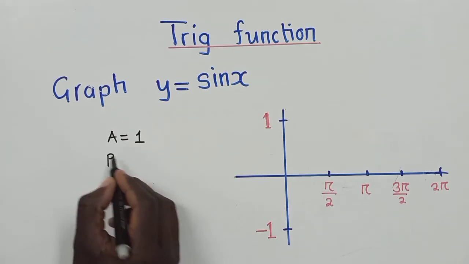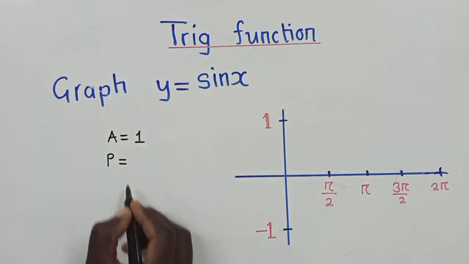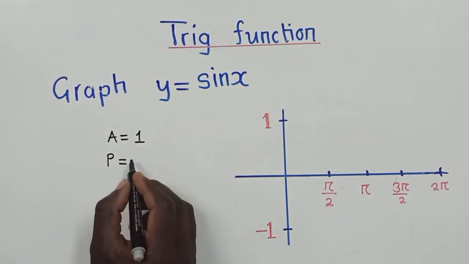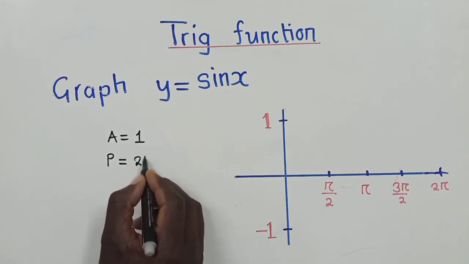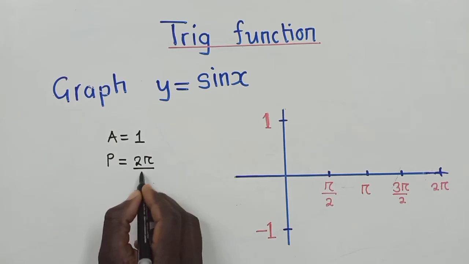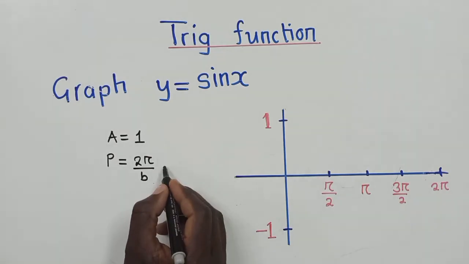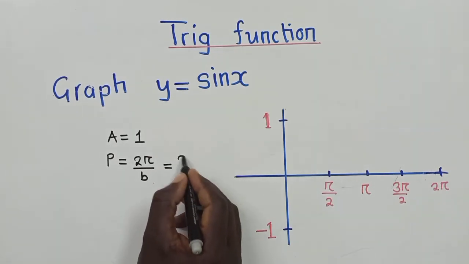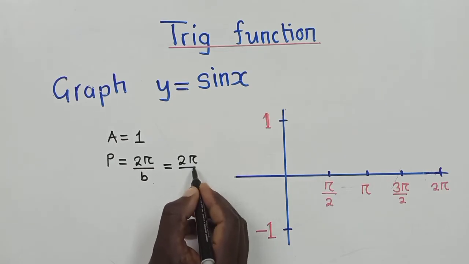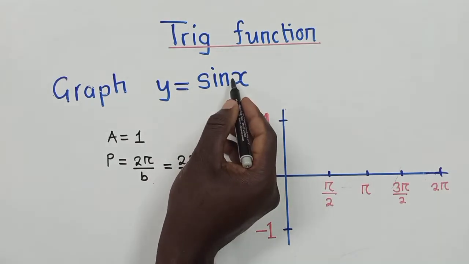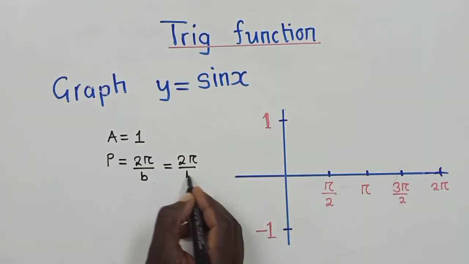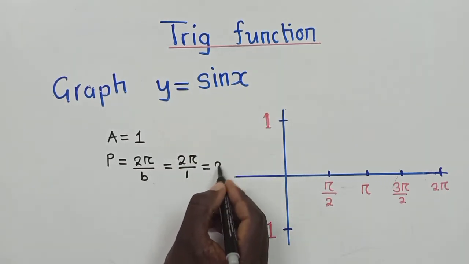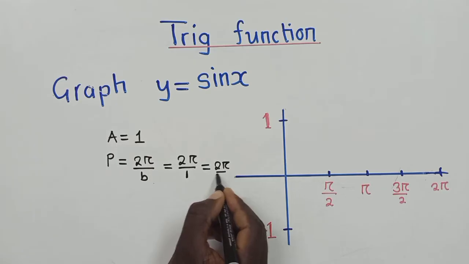You also need to know the period. So what is our period in this case? Our period can be found using the formula 2 pi over b. So what is our b in this case? Our b will be the number that is right here where x is. What number do we have here? It's a 1. So our period is just 2 pi.